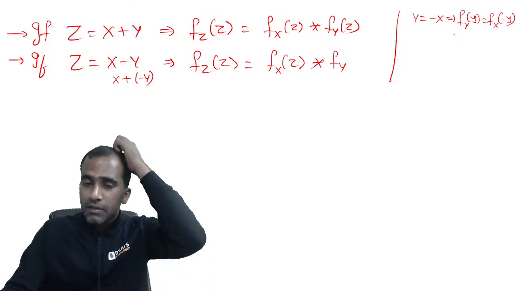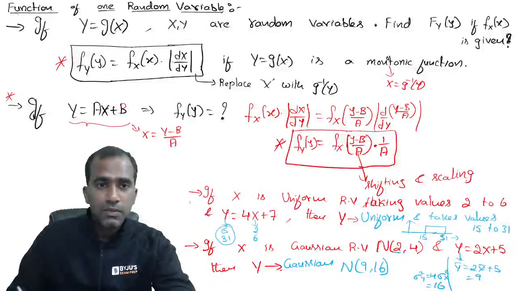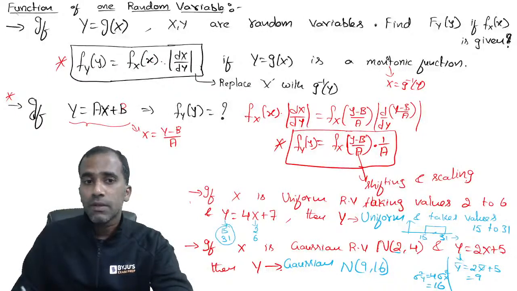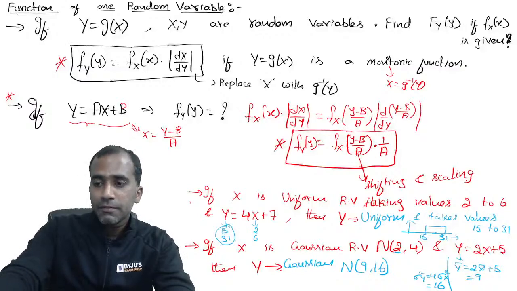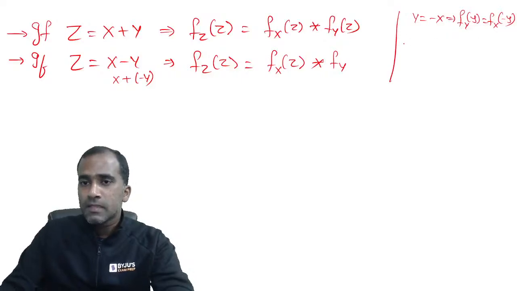You can take any of the formulas that we have discussed previously. I'll show you. So here, you can take this formula. If y equal to minus x, x equal to minus y, you can substitute x with minus y. Differentiation of minus y is minus 1. If you apply modulus, it will be plus 1. Replace x with minus y. Fy of y equal to fx of minus y. You can use this formula to find PDFs quickly when there is a relation between two random variables.